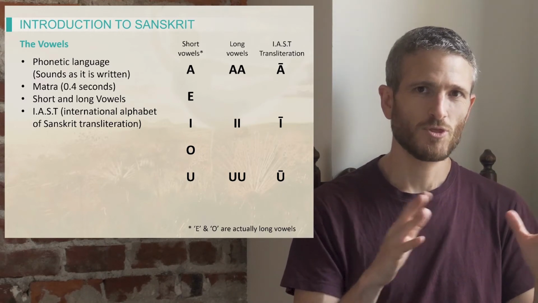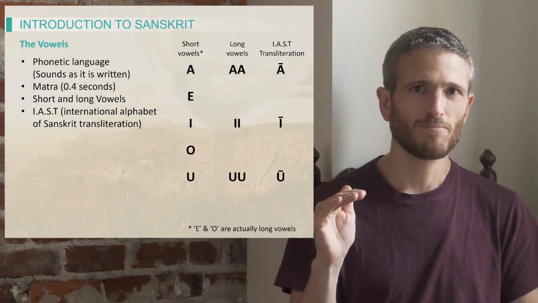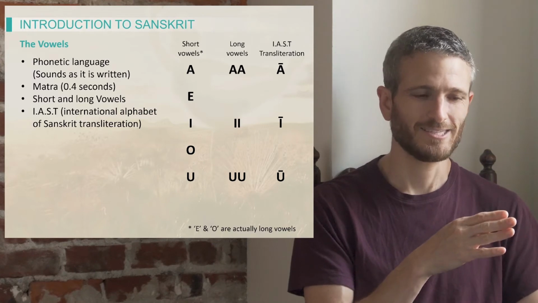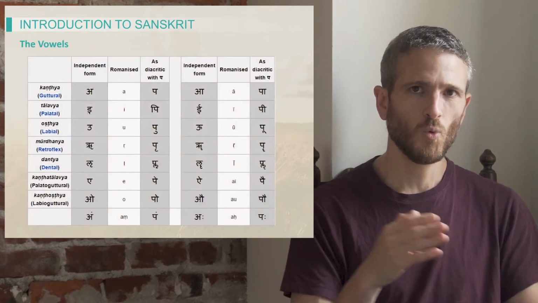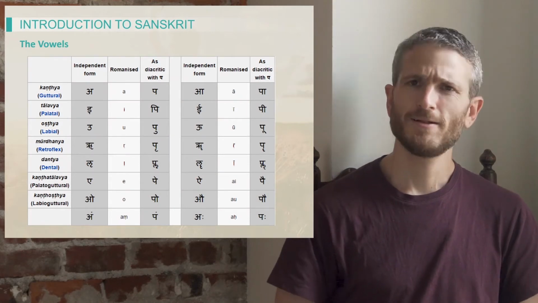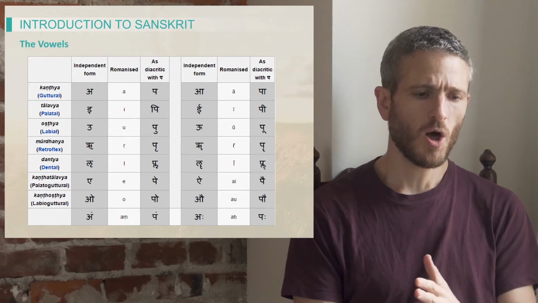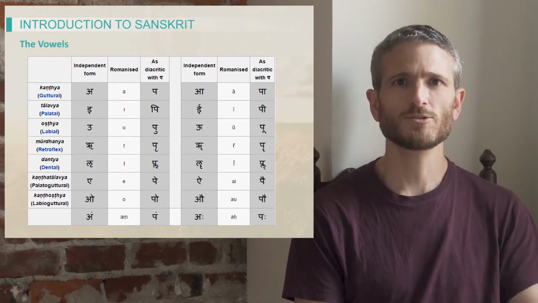An A with no line is a regular A, one beat, and an A with a line above it is a long A. An I with no line is short, and an I with a long line is long. U, long U. Okay? Very simple. So short vowels, long vowels. Line above the letter, always long. And that's always going to be the case.